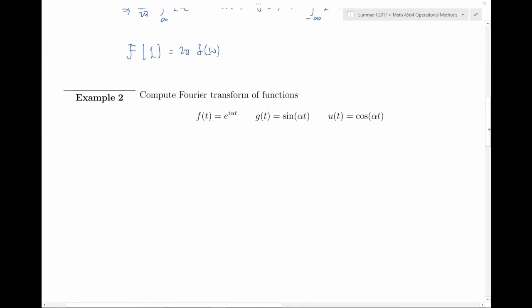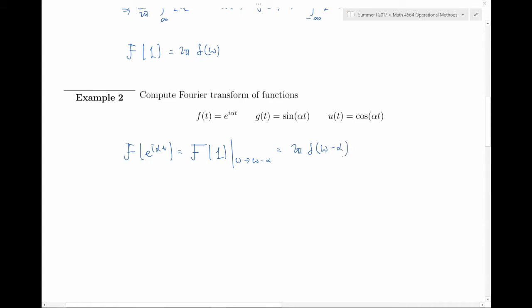Okay, I can build on this example and compute the Fourier transform of the function e to the i alpha t, and sines and cosines. So for the Fourier transform of the function f of e to the i alpha t, I'm going to use a shift function and say that this is the Fourier transform of 1, and then omega is shifted by alpha, and the Fourier transform of 1 is a delta function, so it's going to be 2 pi delta function of omega minus alpha.